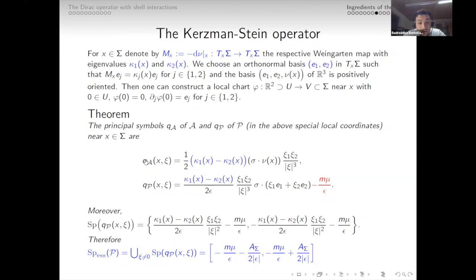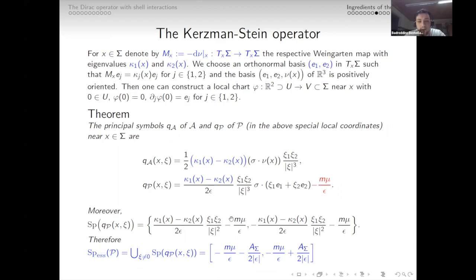So for the Kerzman-Stein operator, we have this equality here. And we see here the difference between the curvatures. Okay, so in fact, the curvatures come from the symbol of the Kerzman-Stein operator. And then for our operator P, we have a full symbol here. So here we have the curvature term, and here we have the center of this interval. And in fact, we can compute, for each fixed x and xi, that the eigenvalues of this symbol are given by these two eigenvalues.